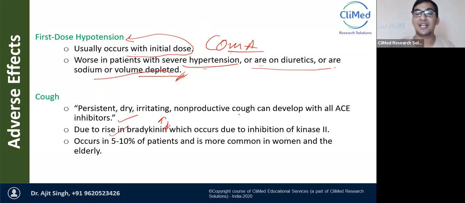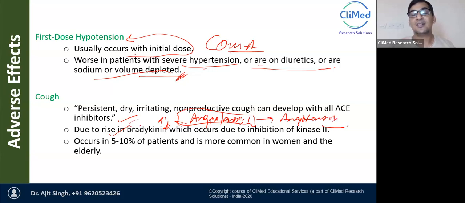Why high levels of bradykinin? Understand guys, this is very important. ACE inhibitors block the conversion of angiotensin 1 into angiotensin 2, right? And bradykinin is broken down by the same enzyme. So when ACE is inhibited, there will be a sudden rise in bradykinin levels in the lungs, and that can cause allergic reactions, that can cause the cough or angioedema as well.